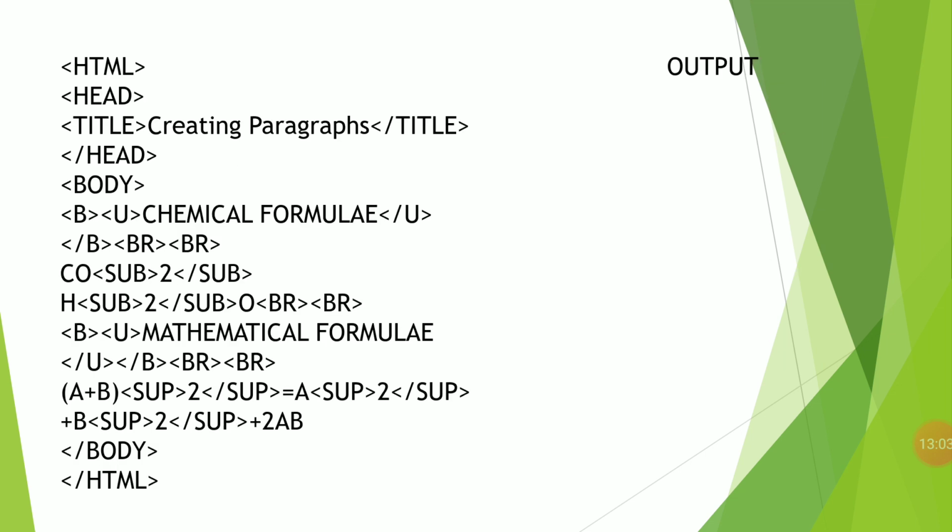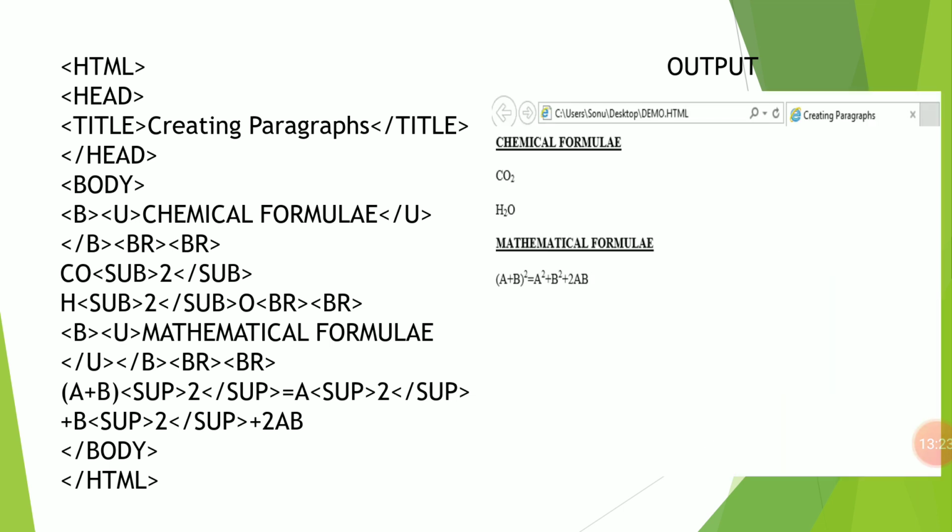Next, if you see that example, here I have mentioned one example to write CO2 and H2O, and in the mathematical formula I have written (a+b) whole square is equal to a square plus b square plus 2ab. If you view the output, then the output for this code will appear like this: CO2, H2O, chemical formula, mathematical formula, (a+b) square, a square plus b square plus 2ab.